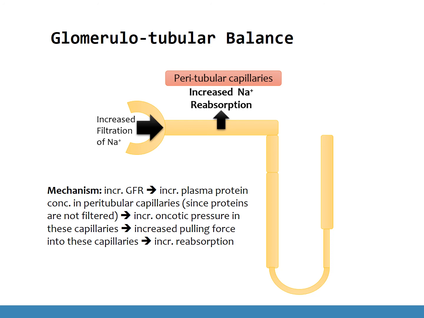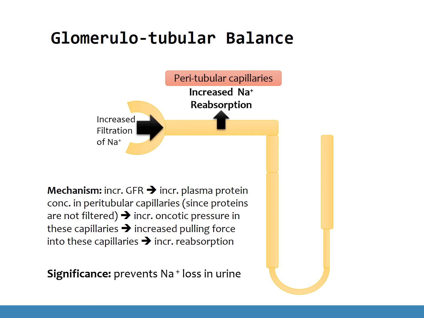It simply means when there is increased GFR due to increased blood flow through the glomerulus, there will be increased blood flow in the peritubular capillaries as well. There will be more proteins there, so they will have a stronger pulling force on water and sodium, and you will have increased sodium reabsorption. So this prevents sodium loss in urine in cases where GFR is slightly more than normal.